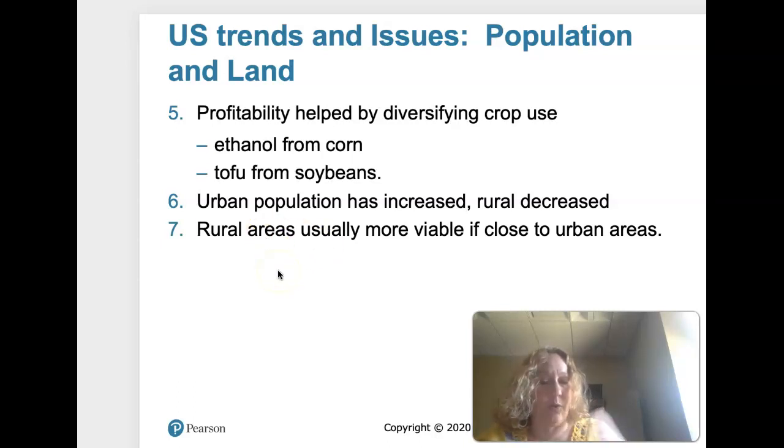You can see that whole urban to rural as you go from St. Louis. You get more and more rural, and then you hit Kansas City and you start to get rural communities that are closer and attached to urban communities, and it's a lot easier for them to function.